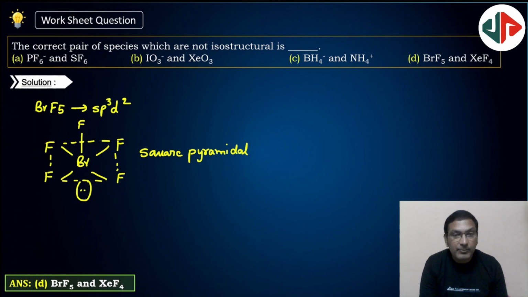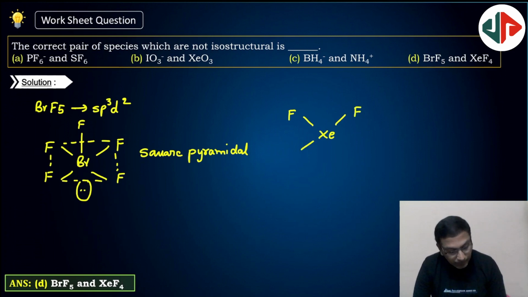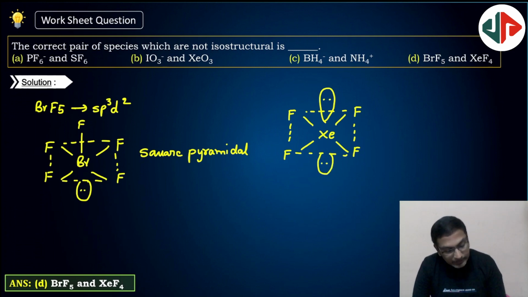And XeF4, let here XeF4, and two lone pairs. This is also sp3d2 hybridization, square planar.